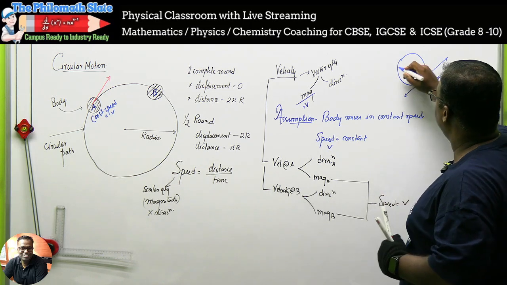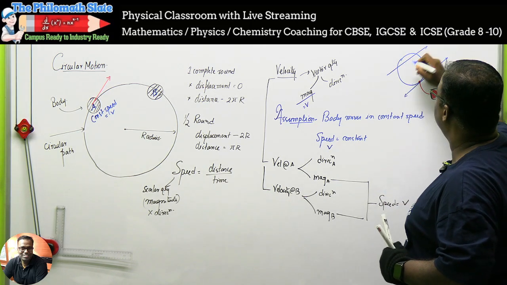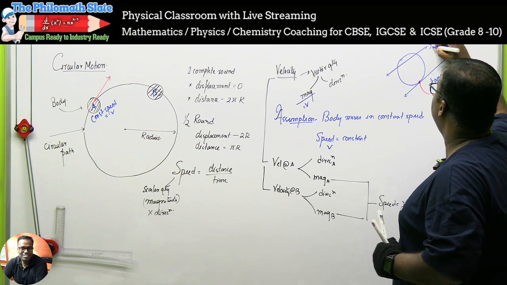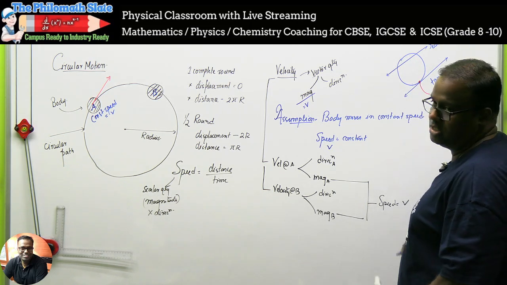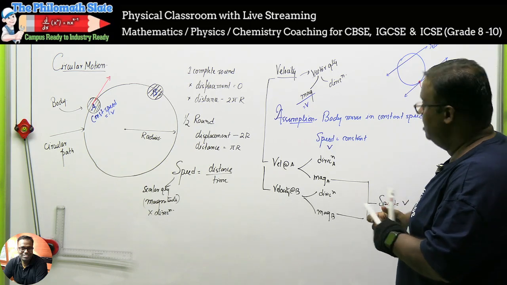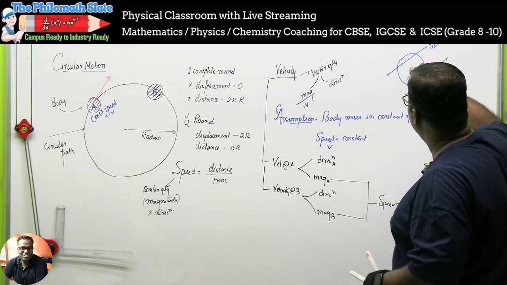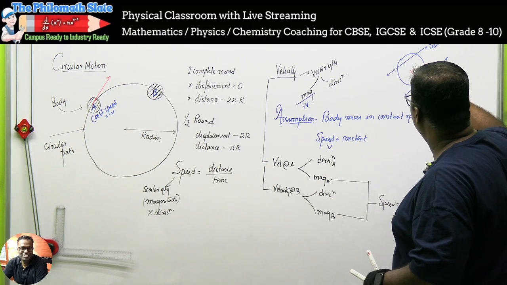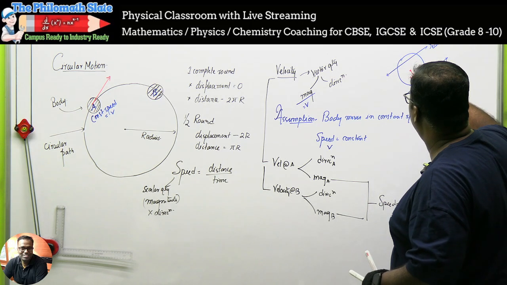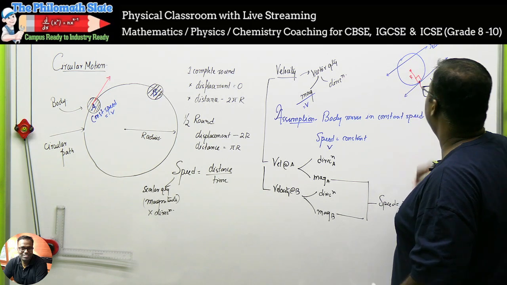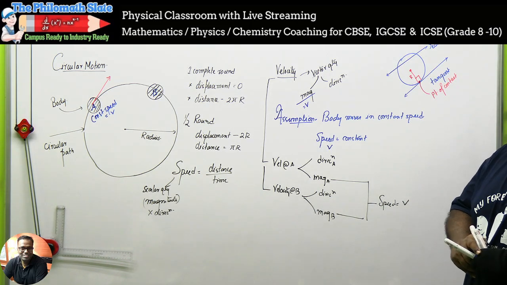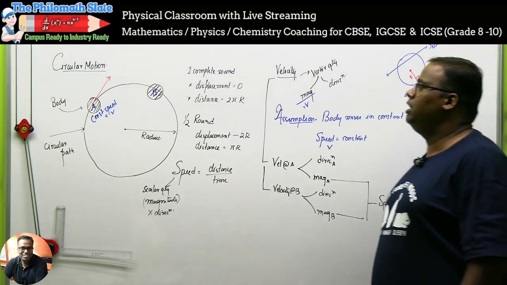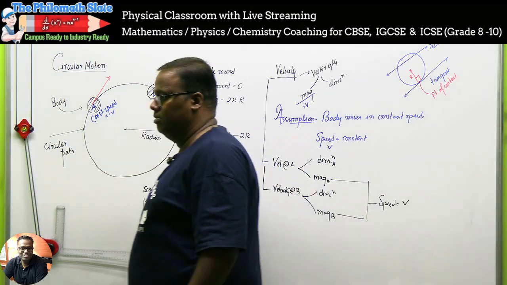A line which actually cuts the circle in 2 points is known as a secant, S-E-C-A-N-T. This is known as a tangent. And keep it in your memory that the radius at the point of contact is always perpendicular to the tangent. Wherever you draw a tangent, the radius will always be perpendicular there.